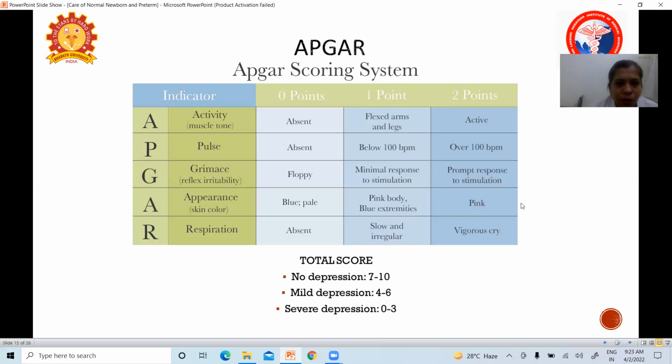When we receive the baby, we will start the interventions as per the neonatal resuscitation program. And at the end of 10 minutes, retrospectively, we have to assign the Apgar at 1, 5 and 10 minutes, how the baby was born and how the baby responded to the intervention.